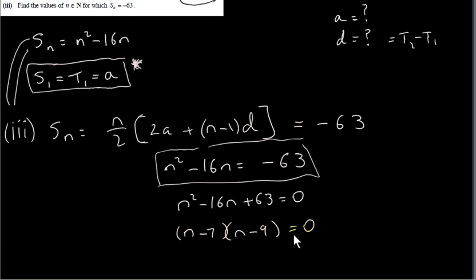Of course, now the product of the factors is 0. The only way a product of two terms or numbers or expressions can be 0 is if either of them is 0. From this we get n equals 7 and we get n equals 9 as you've seen before.